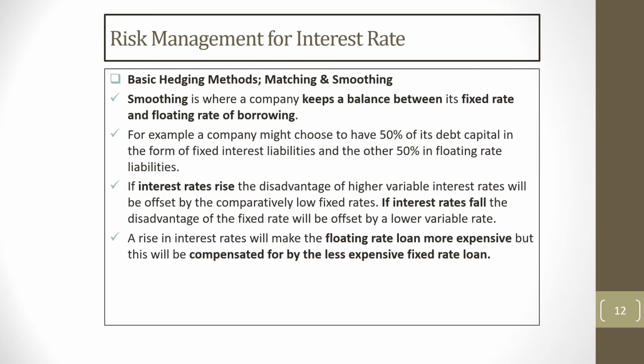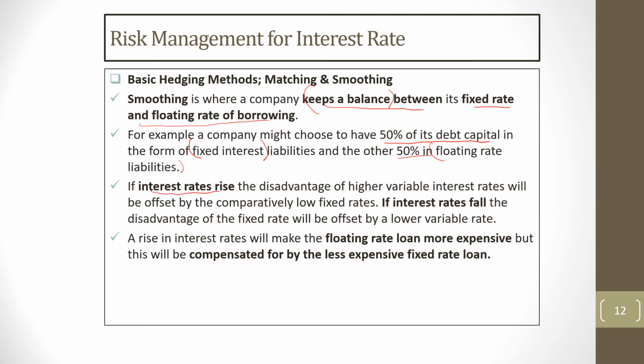Okay, next is smoothing. Smoothing is where a company keeps a balance between its fixed rate and floating rate of the borrowing. So this one is known as smoothing. Okay, so for example, a company might choose to have 50% of its debt capital in the form of fixed interest liabilities and the other 50% in floating rate liabilities. So ini adalah contoh a company keep balance. So sama 50% in fixed interest and 50% in the floating rate interest.